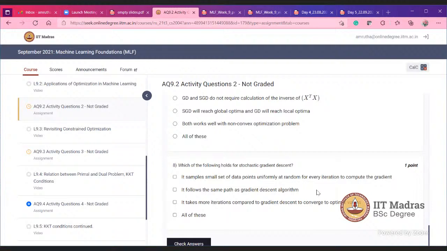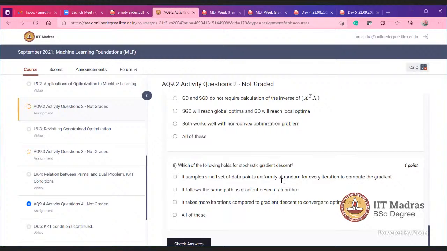Is it uniformly at random? That was very confusing. When I read it, I chose the first one. But what does uniformly at random mean? The same number of points, I take the same set of data points. Actually, sir wanted it this way: if we consider a mini batch size of 10, uniformly you sample 10 points.